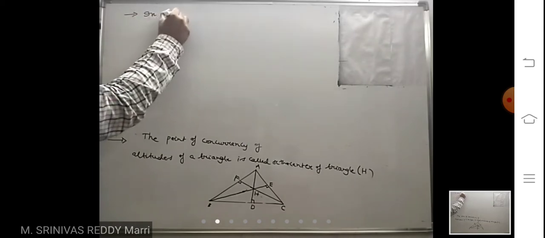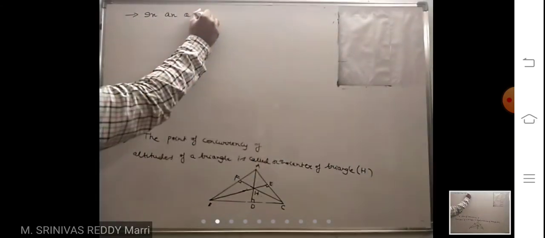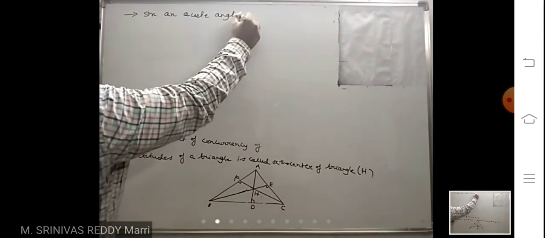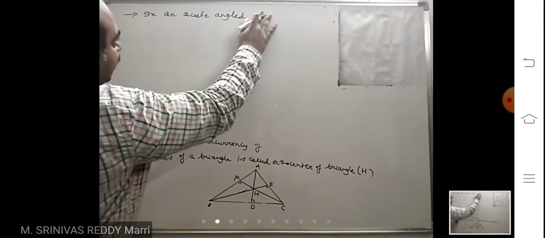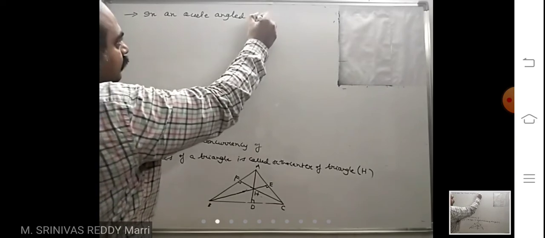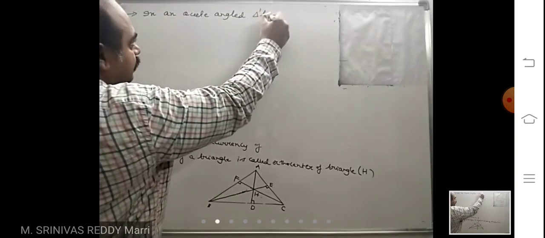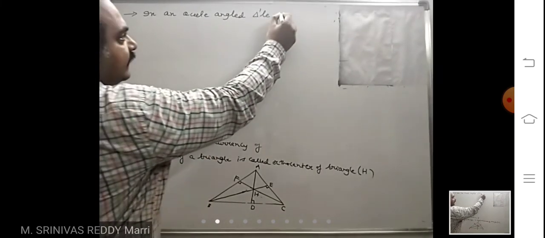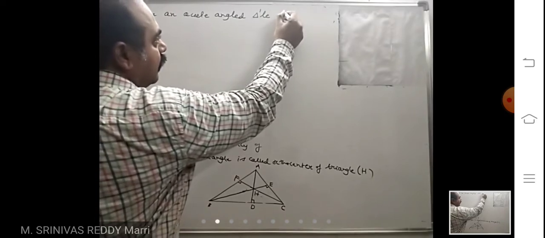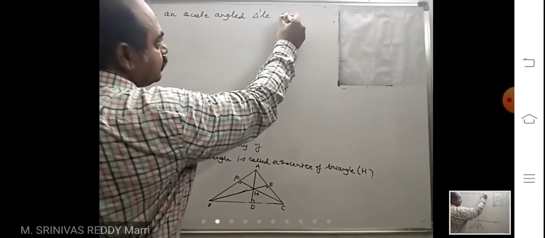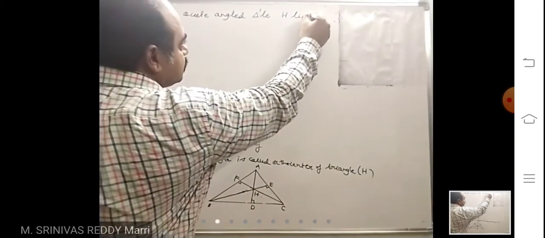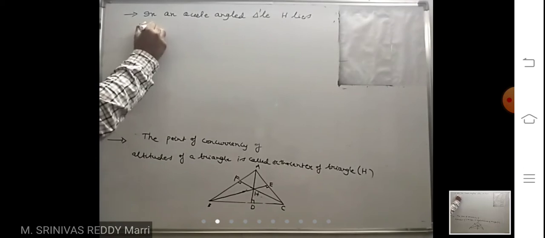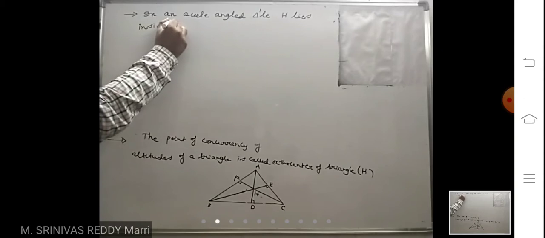In an acute angle triangle, I will always write like this: in an acute angle triangle, H, the orthocenter, lies inside the triangle.